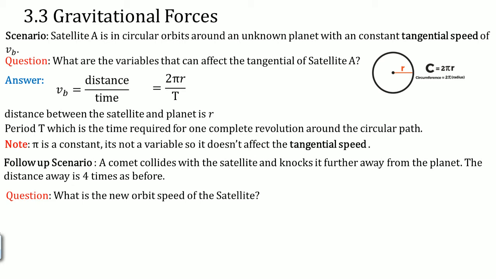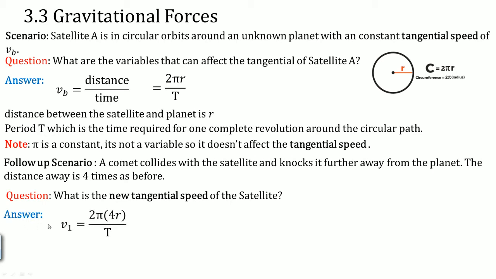A comet now collides with the satellite and knocks it further away from the planet. The distance away is 4 times as before. What is the new orbiting tangential speed of the satellite? This is asking for the tangential speed of the satellite. Right? What is the new tangential speed of the satellite? Let's look at the answer now.